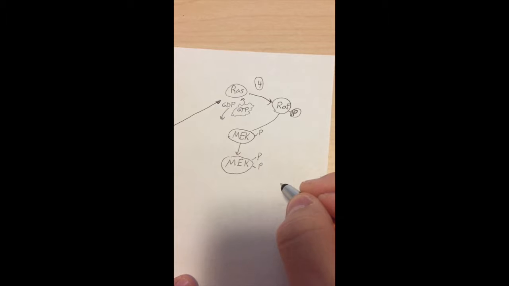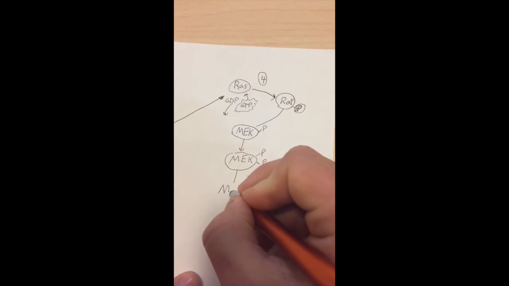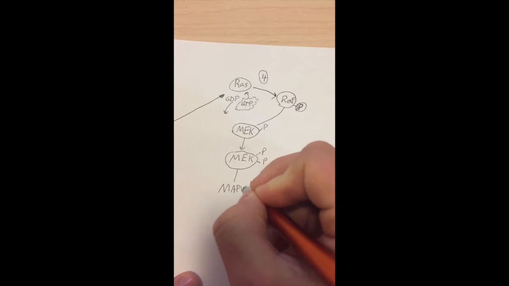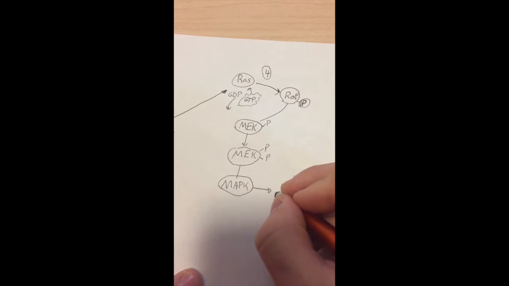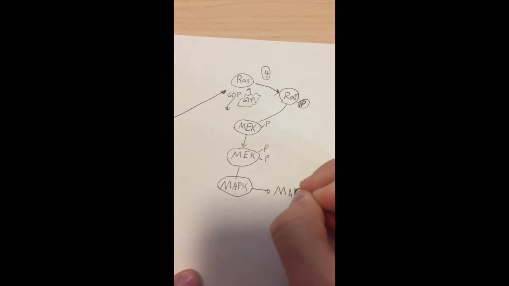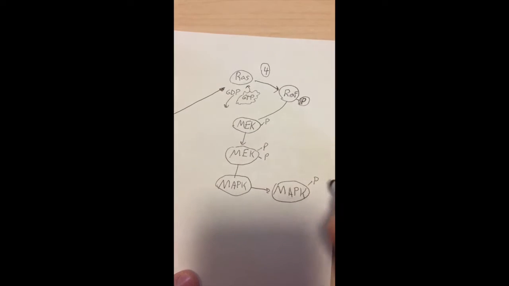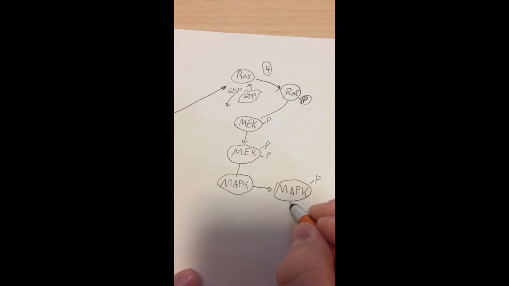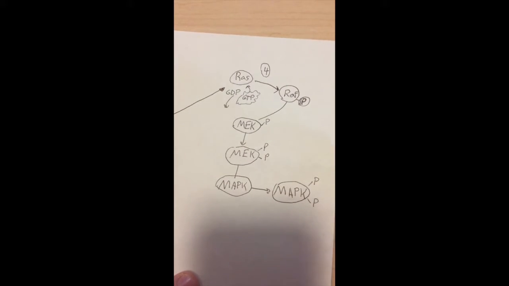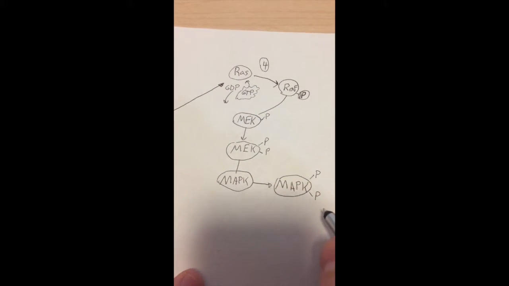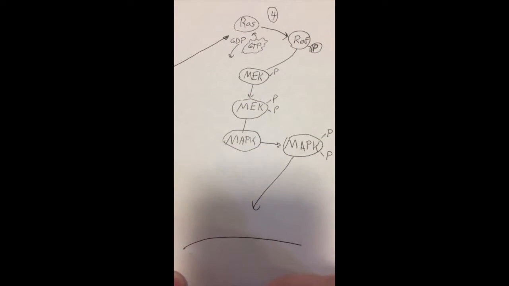And then from that, MEK will then go to MAPK, which will then phosphorylate that. This MAPK with phosphorylation will then be phosphorylated one more time to end up having two phosphorylations, which will then create a transcription factor that can enter the nuclear envelope of the cell.